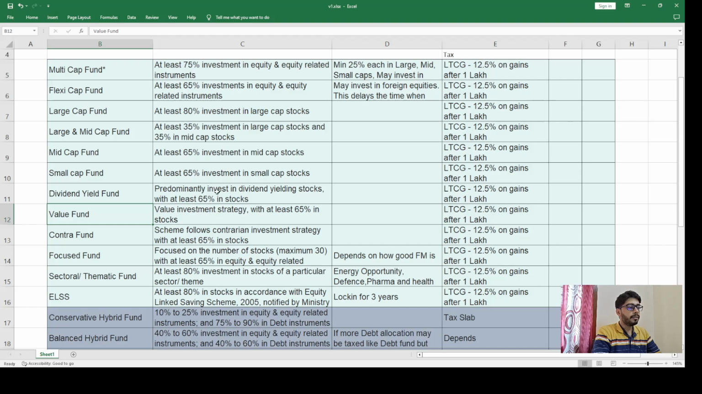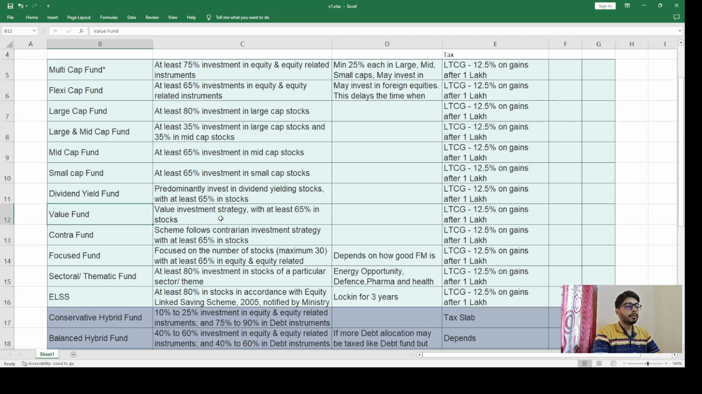Dividend yield funds predominantly invest in dividend yielding stocks with at least 65% in these stocks. So with dividend yield, you might know there are a lot of large cap companies and some PSU companies which give good returns as well as dividends. So the fund manager chooses these carefully and they invest in these stocks.